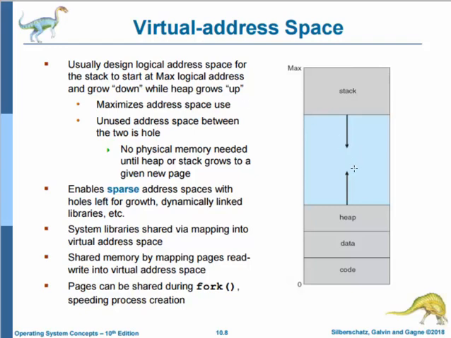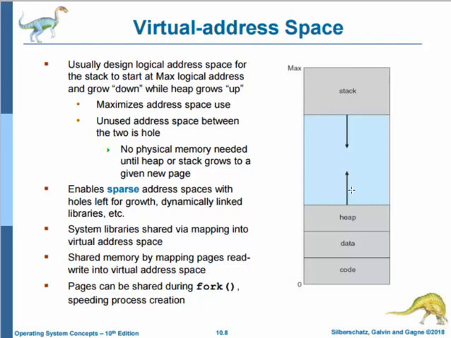So this means that we allow the heap to grow upward in memory as it is used for dynamic memory allocation. And similarly, we allow for the stack to grow downward in memory through successive function calls. So this large blank space or hole between the heap and the stack is part of what we call the virtual address space, and it will require actual physical pages only if the heap or stack grows.